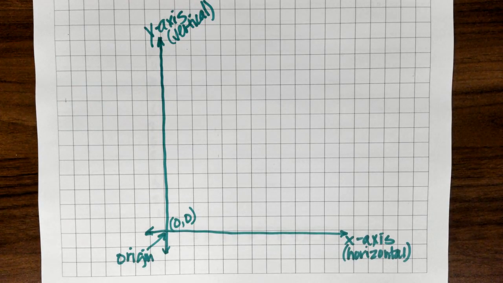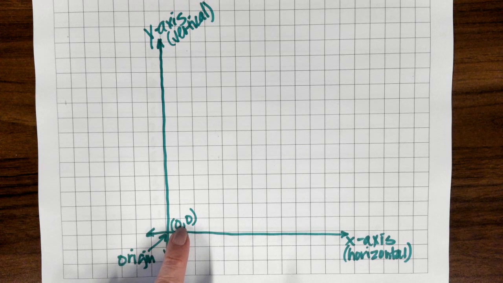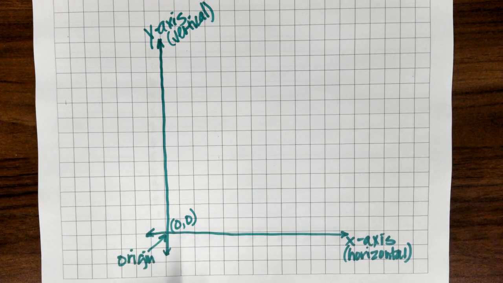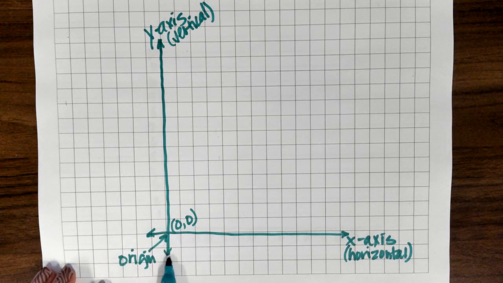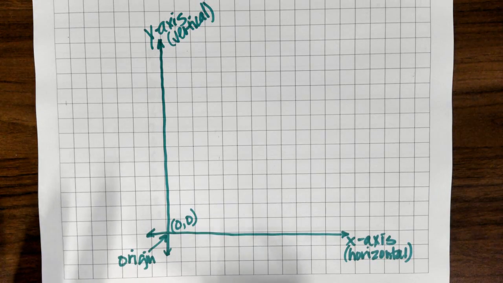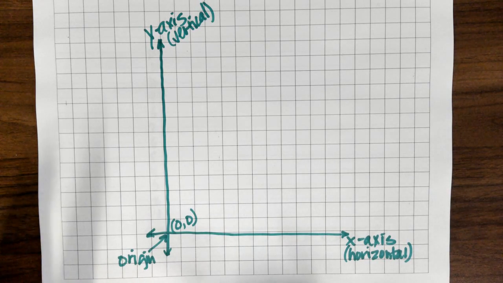So first of all, there are some very, very important vocabulary terms in our unit. We have to know what the origin is, and that's the point 0, 0, and that's where the x-axis and the y-axis intersect. Now you'll notice that I have drawn arrows on the ends of my number lines, even past 0, 0 into the negatives. Why? Because those numbers exist. Do we graph in those?